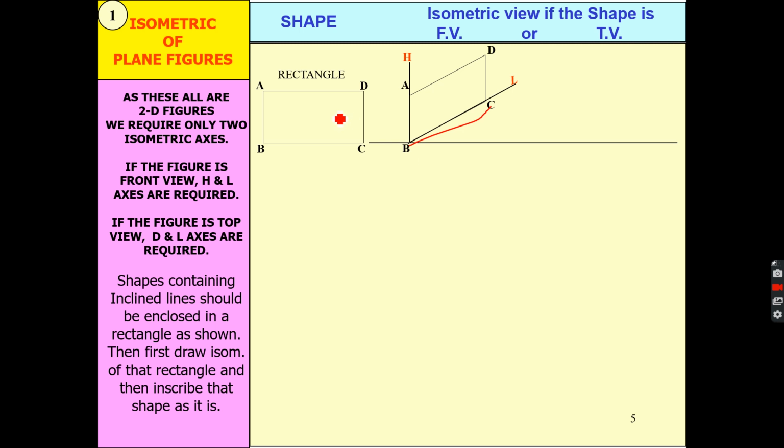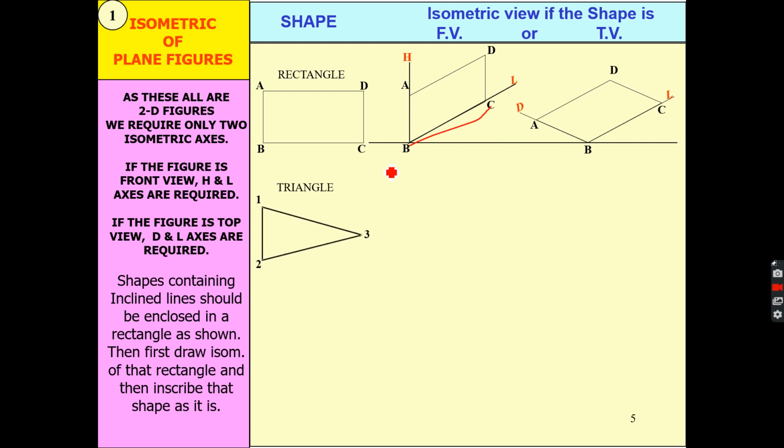Similarly, suppose you see this rectangle in the top view. If it is a top view, then this will be length and this will be depth. So you have to draw the other two axes, that is L and D, and you can easily draw the rectangle by marking this point with respect to B and this point with respect to A or C.